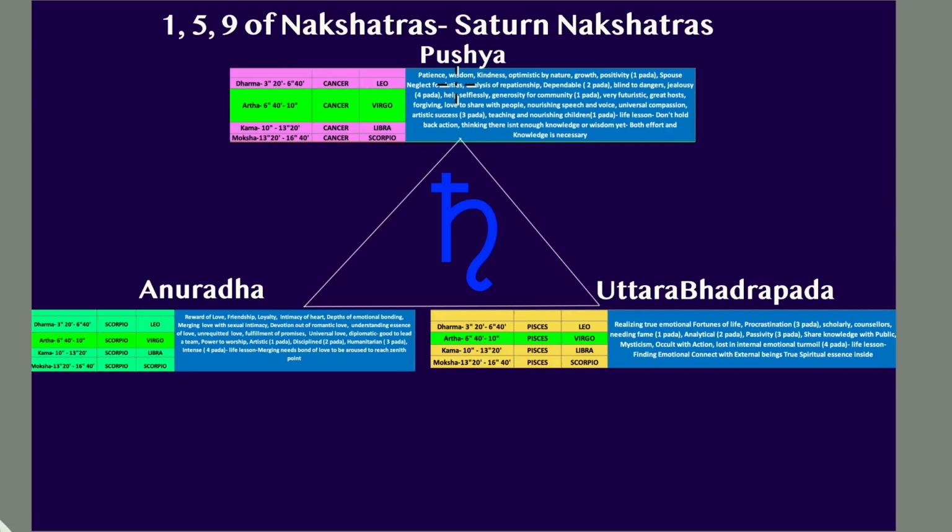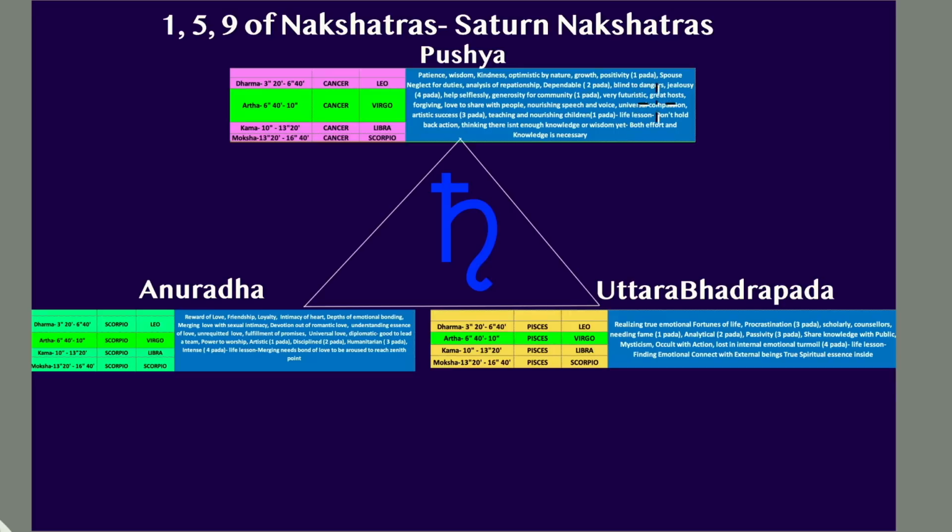So Pushya, what does it stand for? It's coming in emotional signs, so it must obviously have something to do with emotion, all these three. Pushya is more of patience, wisdom, kindness, optimistic by nature. Think of 6th house, think of work. Okay, they are dependable. They are generous for the community. Like I said, Saturn is a karaka of doing things for others. If planets and points, or Rahu, Ketu, Jupiter in this case, in this triangle, is in Pushya, you need to work for a community.